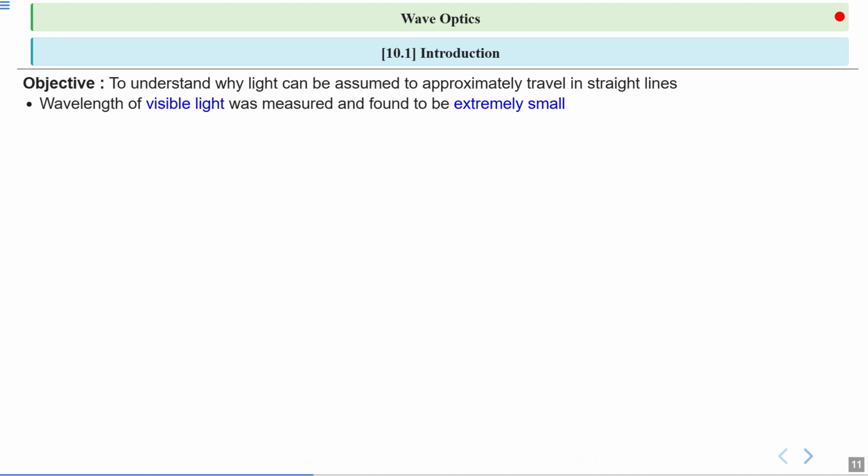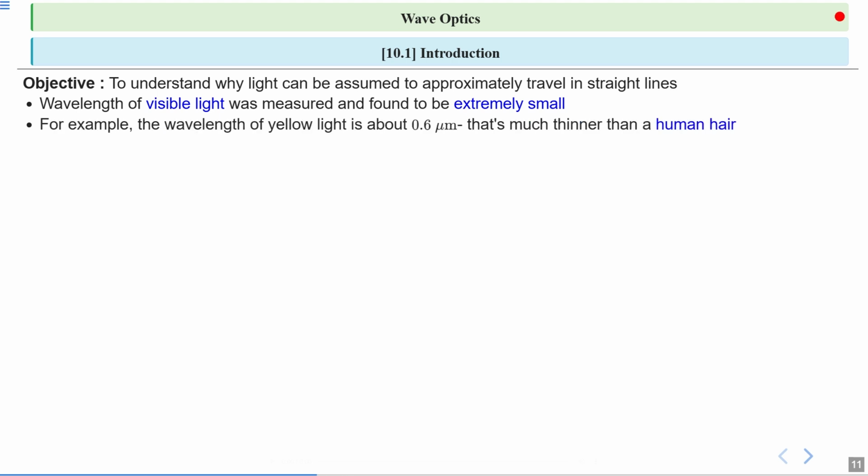So let's start by considering the wavelength of visible light. It's important to note that the wavelength is extremely small. This small size is crucial in understanding how light interacts with objects around us. For instance, the wavelength of yellow light is about 0.6 micrometer, meaning 0.6 × 10^-6 meter, which is very small, much thinner than a human hair. This comparison helps us visualize just how tiny these wavelengths are.